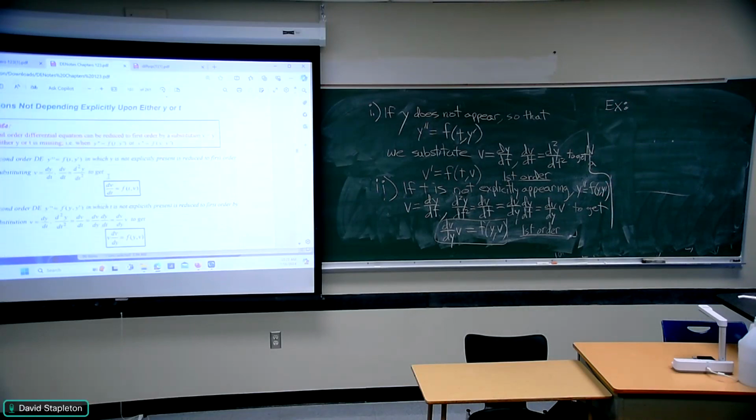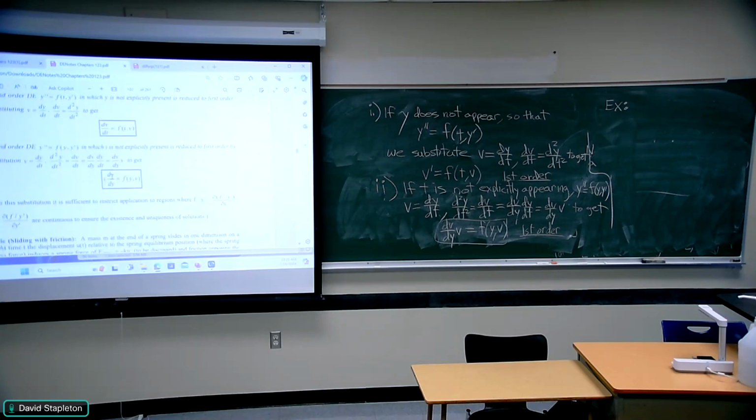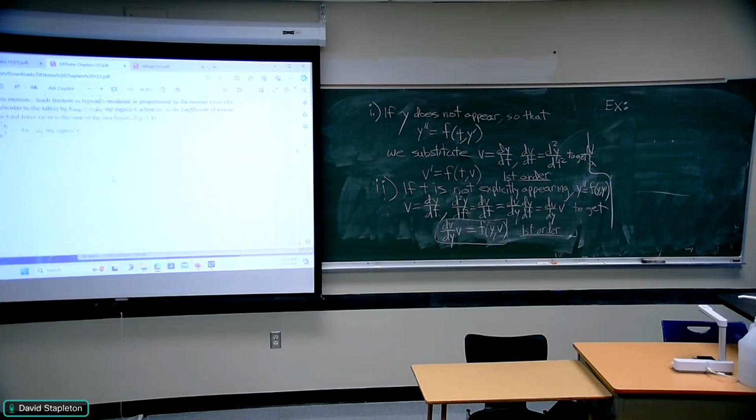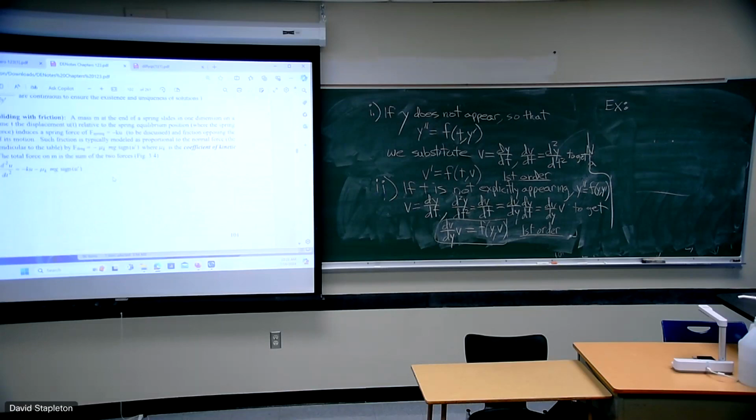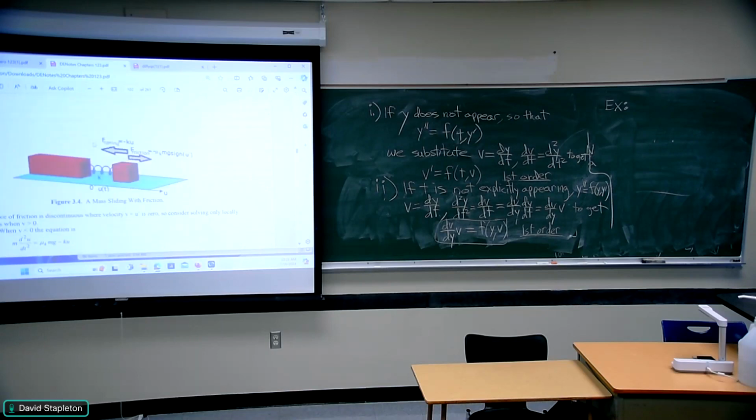Okay, so here's what we just wrote up. This is section 3.2.1. I'll give you the homework out of here at the end. This is an interesting example here. I talked about friction. Here's friction of something sliding on a table is proportional to the normal force, the weight, you will, of the object on the table.